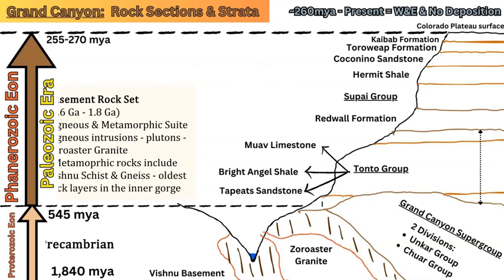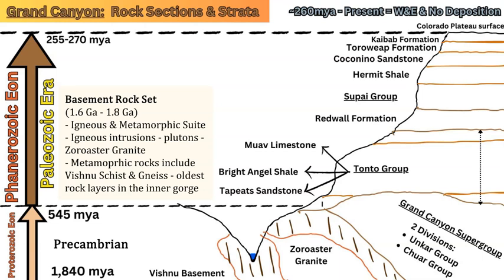So let's start with the basement rocks. These rocks are igneous and metamorphic. The metamorphic rocks are the Vishnu schist and the gneiss, and the igneous rocks are the plutons, and one in particular is the Zoroaster granite.